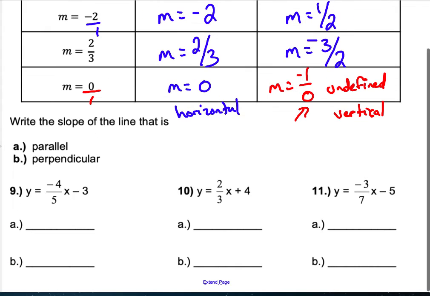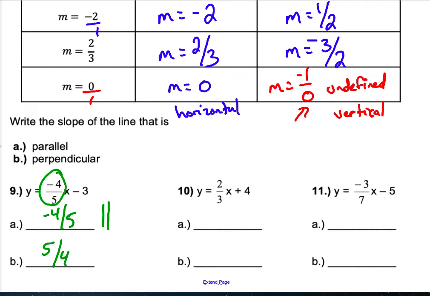All right, bottom little part of this page. Same thing, now it's in equation form. We want to know what's the slope if it's going to be parallel, and what's the slope if it's going to be perpendicular. My slope is negative 4/5, so that's going to be my slope if it's parallel, running in the same direction. It's going to be positive 5/4 if they are perpendicular, meeting at that right angle. Here, my slope is 2/3, so my parallel slope is also going to be 2/3. My perpendicular slope is going to be negative 3/2.